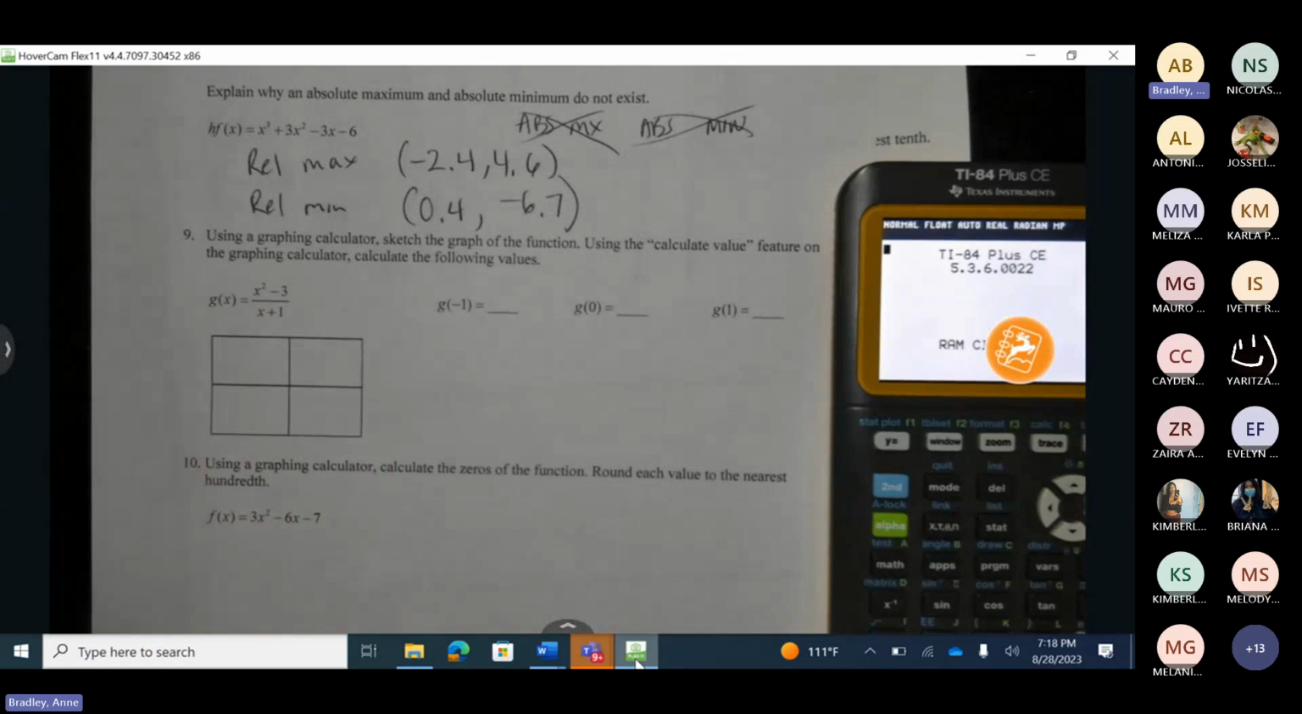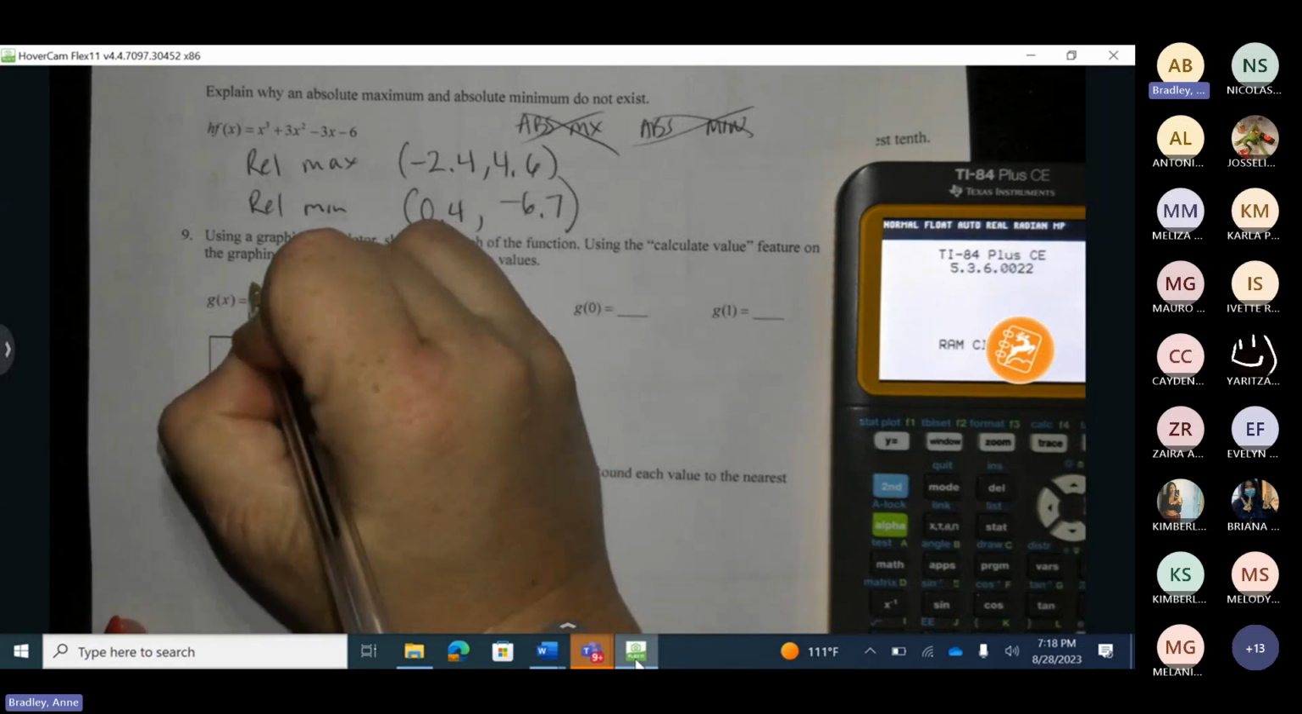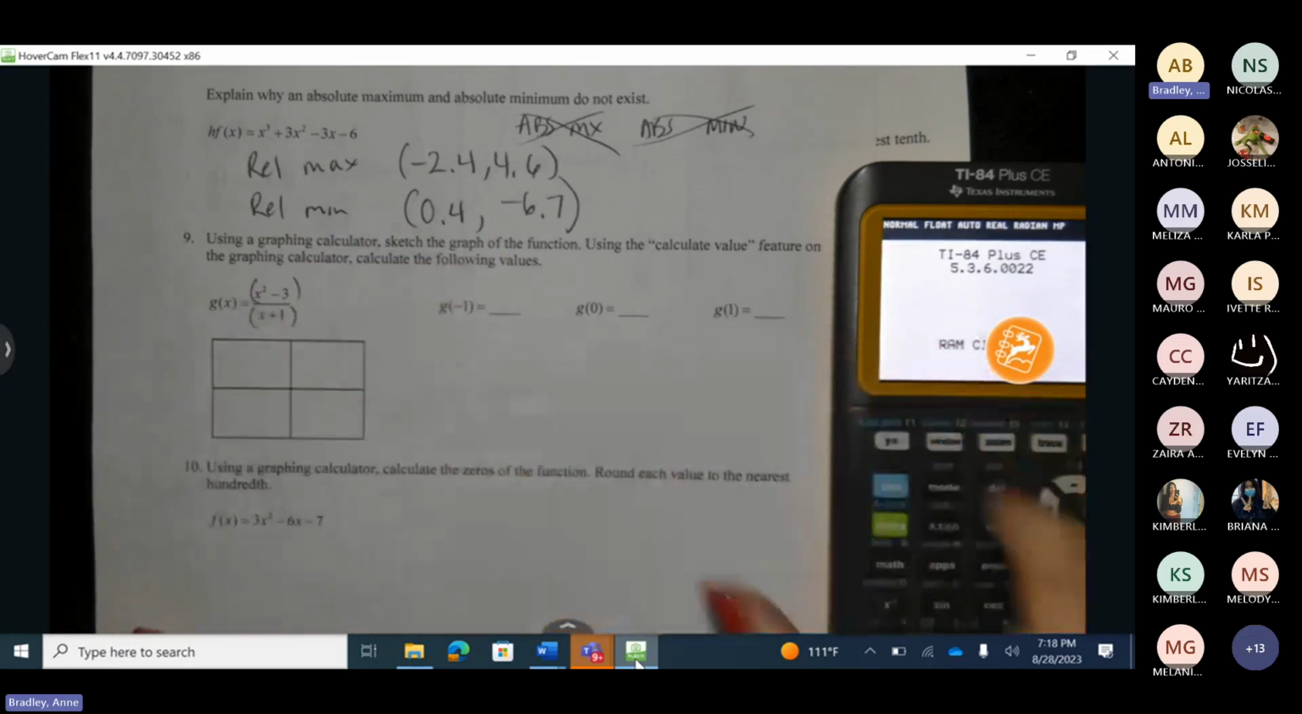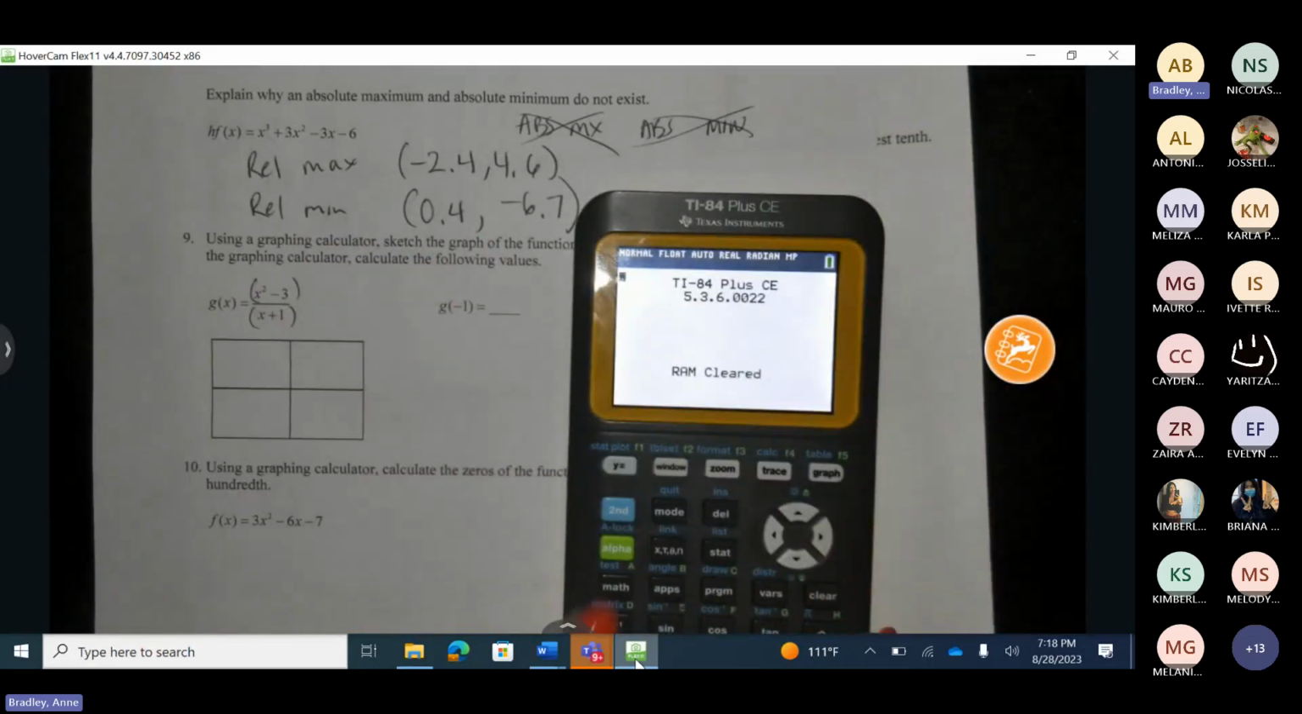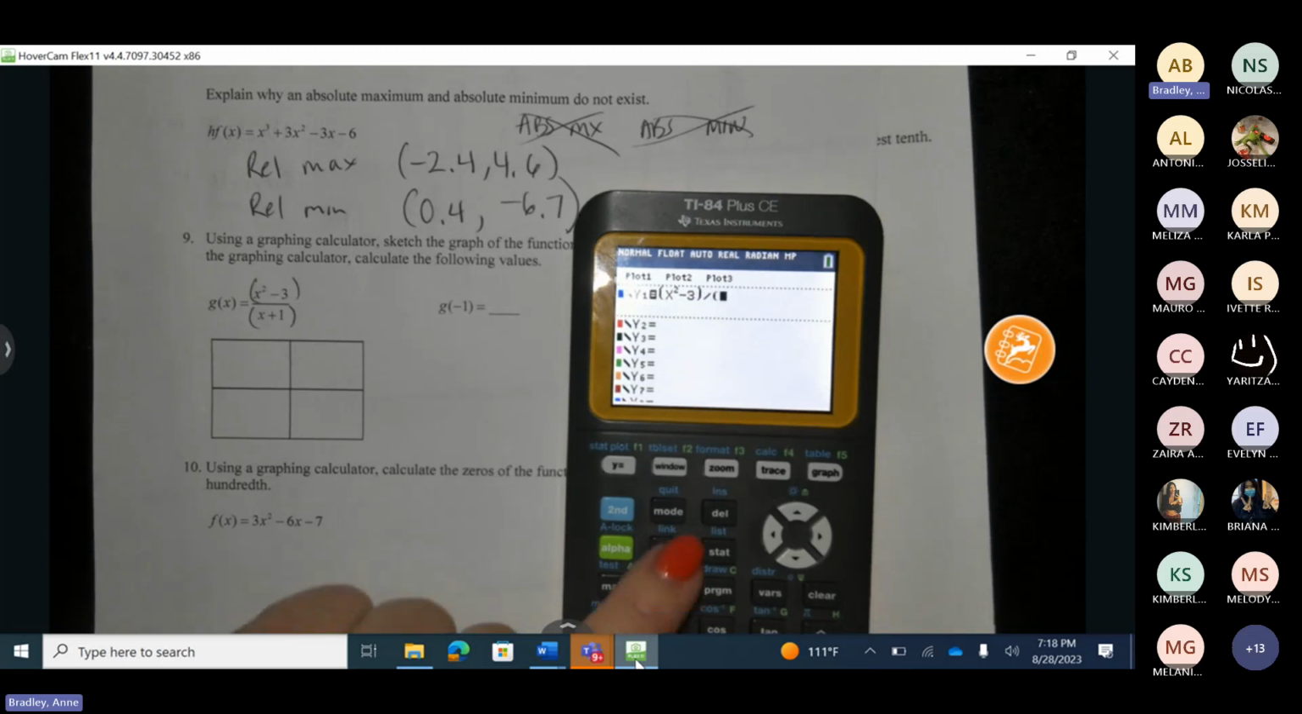Okay, so whenever I plug this in, what I often saw students do wrong on the review last Thursday is they did not use parentheses. Whenever you have a fraction, you're going to plug in with parentheses around the numerator. I sometimes tell students, think that you're hugging the numerator with the parentheses. So I'm doing that divided by x plus 1.